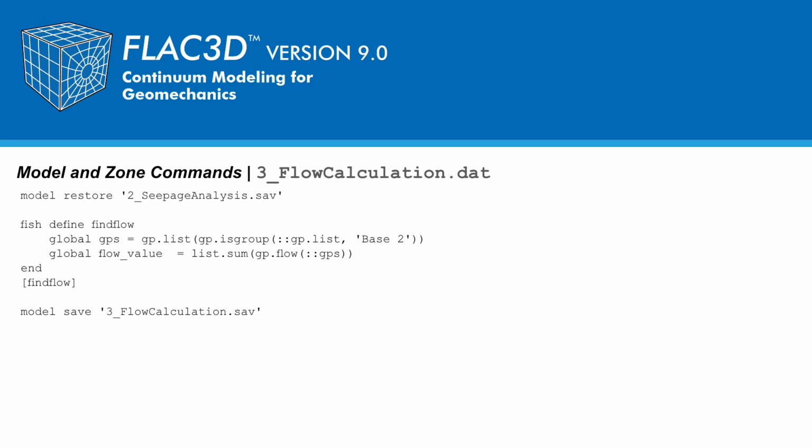The next data file, 3_flowcalculations.dat from FLAC2D, can be used exactly in FLAC3D, requiring no changes. Note that the value of flow_value computed in FLAC3D will be 65 times the value in FLAC2D because of the outer plane width in FLAC3D of 65 feet.